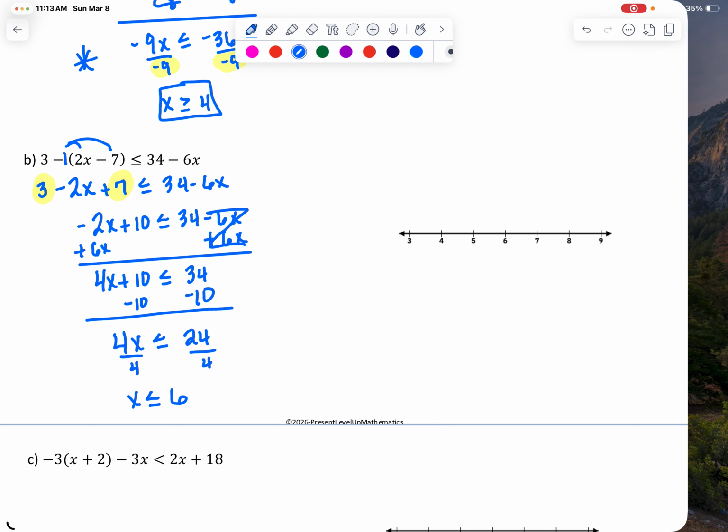All right, hopefully you said it's because I divided by a positive number. When we divide by a positive, no need to reverse the symbol. So to represent this on a number line, I'll put a filled in circle at 6 and shade all the numbers that are less than 6.